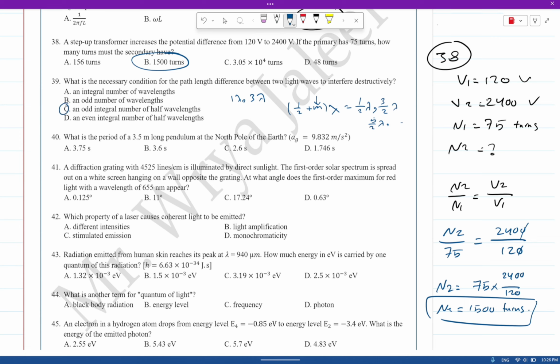D says an even integral number. No, that is incorrect, because if it is even, at some point you get a full number, or a full whole number, you could say.